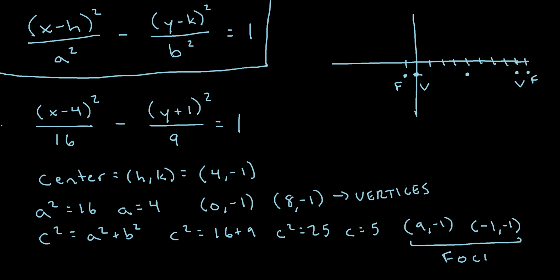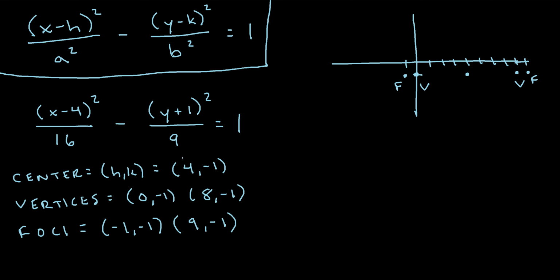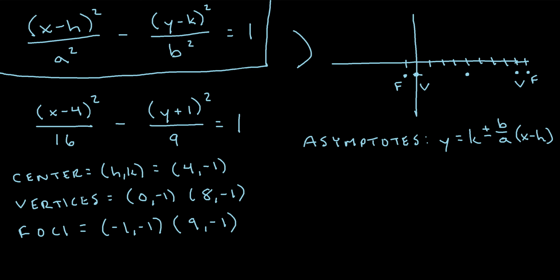All right, let's make a little room here. I've rewritten the values that we've found so far for the center, the vertices, and the foci. Lastly, we want to find the asymptotes. The asymptotes can be found using the following equation: y is equal to k plus or minus b over a times (x minus h). This formula is unique to a hyperbola that opens left and right like this. If we had a hyperbola opening up and down, it would actually be a over b. So keep that in mind.